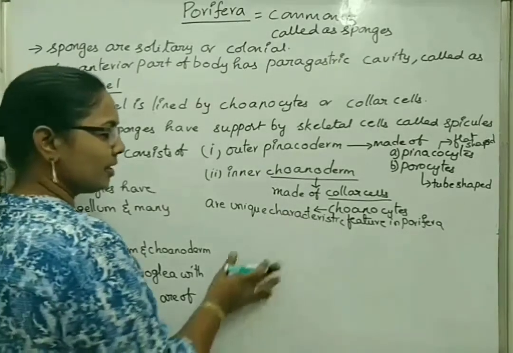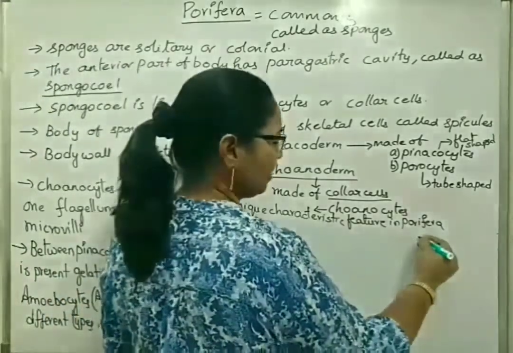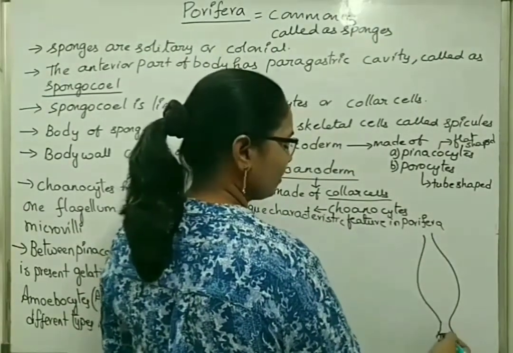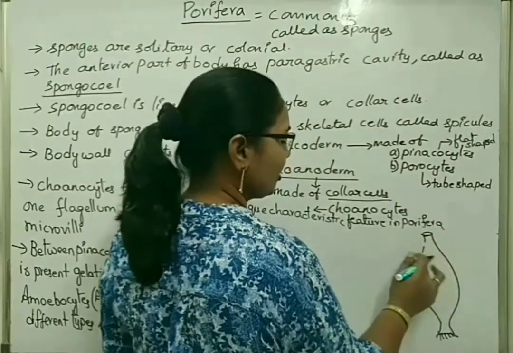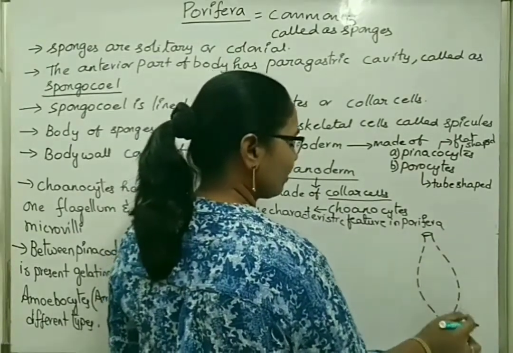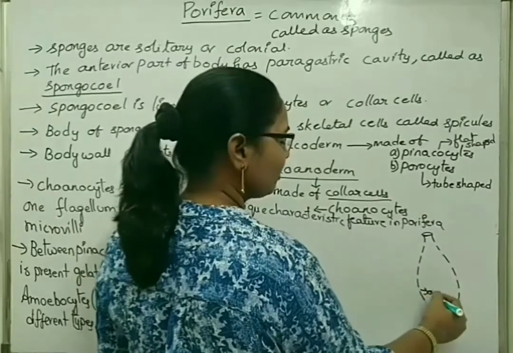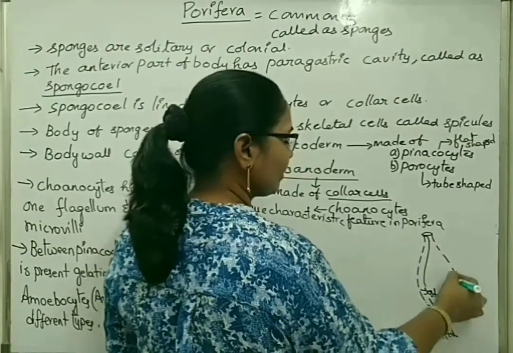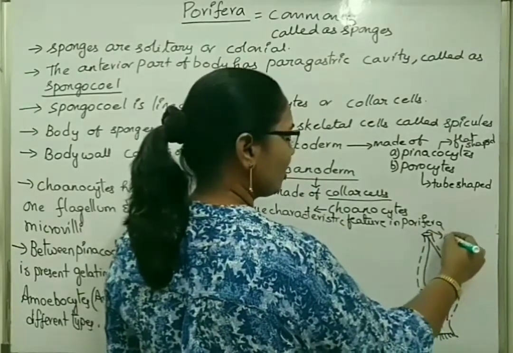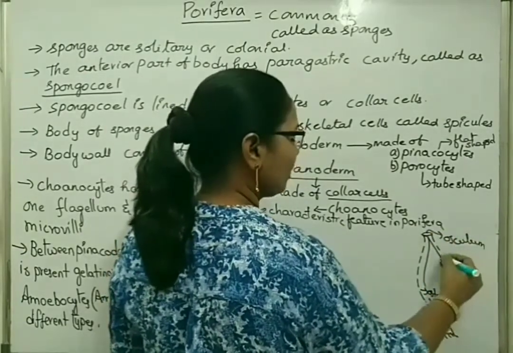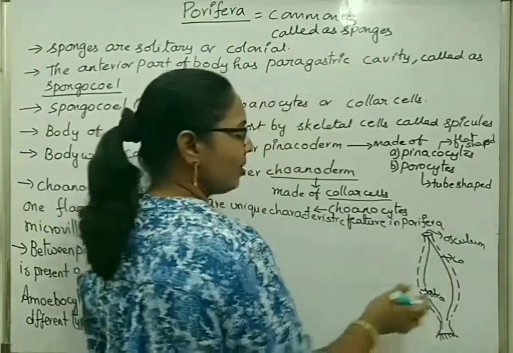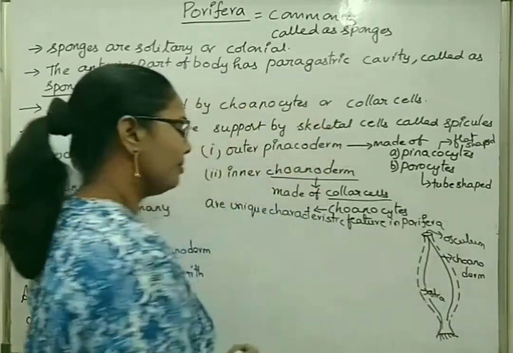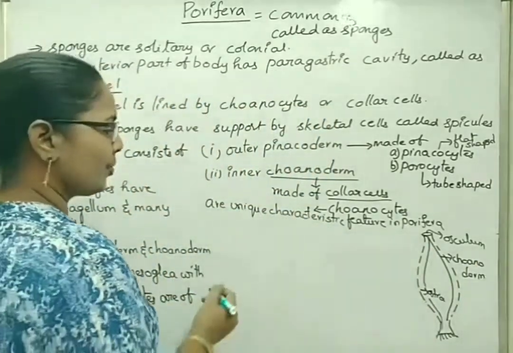You see a rough diagrammatic representation of sponges. Normally, the sponge structure will be like this. These are labeled as ostia. Here is the innermost lining. We are calling this one the osculum. The inner layer is made up of choanoderm, or collar cells, in the detailed structure of sponges.